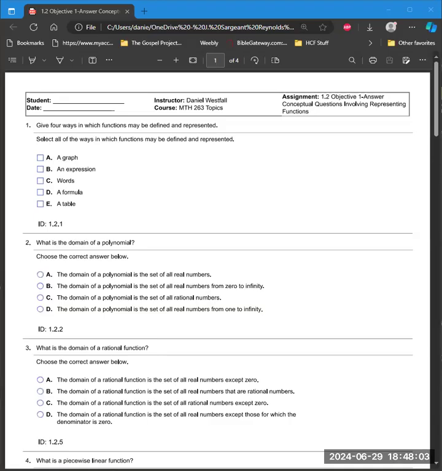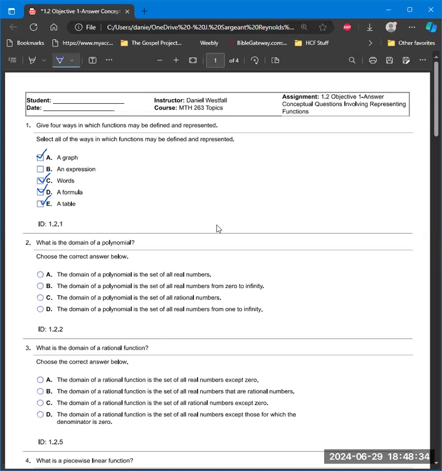In this video, we're going to talk about 1.2 Objective 1, where we answer conceptual questions involving representing functions. Give 4 ways in which functions can be defined and represented. A graph, words, a formula, or a table. An expression is not necessarily a function. It doesn't have an equal sign in it, so it can't be a function if it's an expression.